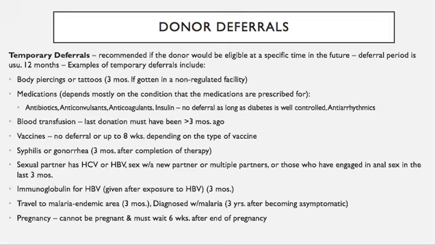Okay, so temporary deferrals. These would be recommended if the donor would be eligible at a specific time in the future. A lot of times a temporary deferral period is 12 months. Some examples of temporary deferrals include body piercings or tattoos, which is a 3-month deferral period if the body piercing or the tattoo was not obtained in a state-regulated facility. If it was in a state-regulated facility, then there is not a deferral anymore. There used to be no matter what, but now there's not.